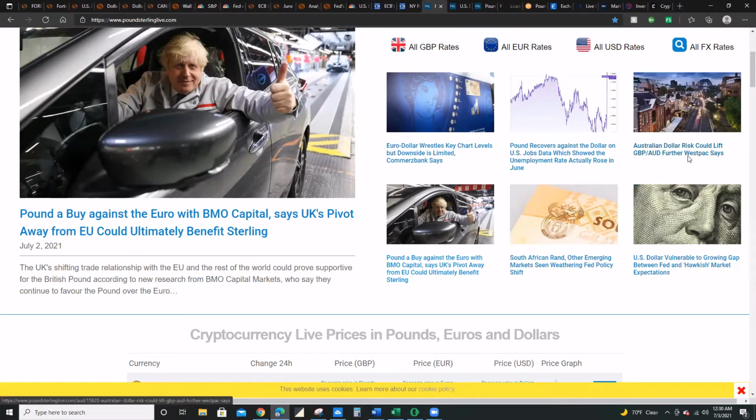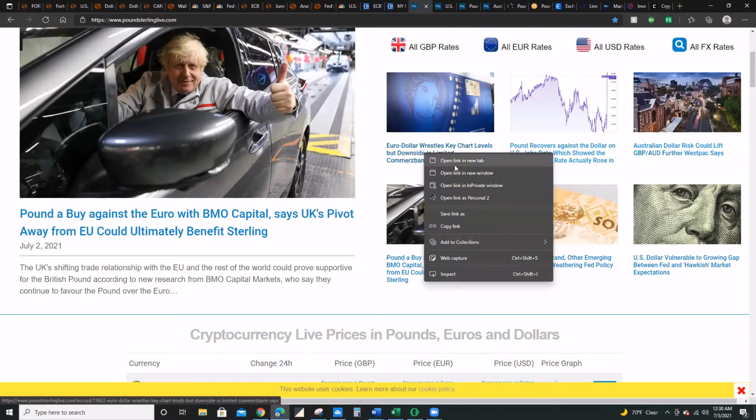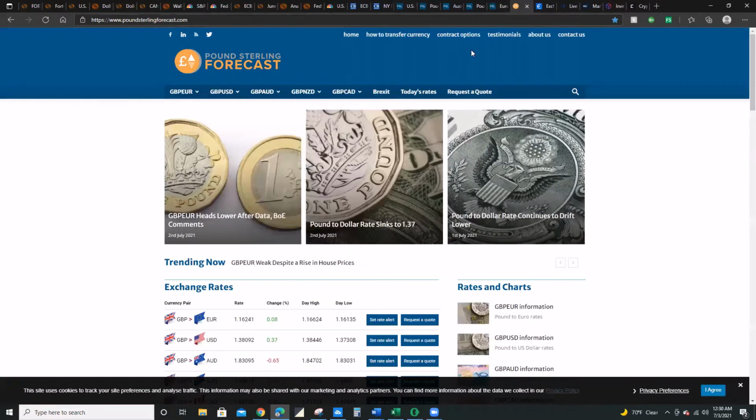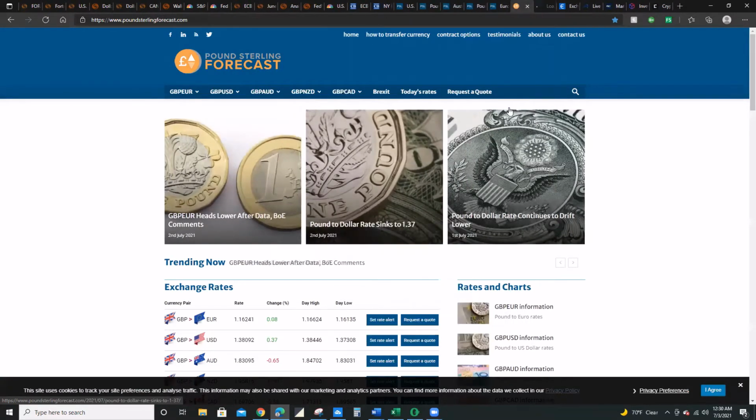So I like these articles that talk about a pair specifically. Usually they've done all the technical and all the fundamental analysis, just sharing what they know. Pound recovers against dollar. Strong data. Awesome. There's a lot of articles. Try a second. I'll just get one of these.